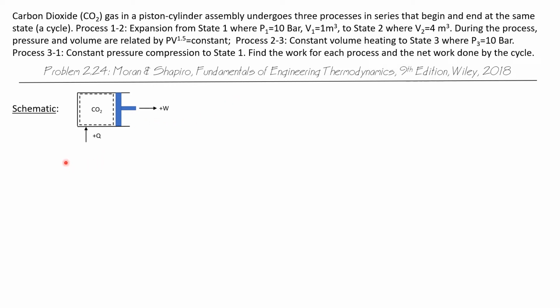So let's lay out our storyboard. We'll start with a schematic. We have a piston cylinder assembly containing carbon dioxide gas, and we're going to draw a boundary around the gas. So the system that we're defining, the system that we're analyzing, is the carbon dioxide gas.